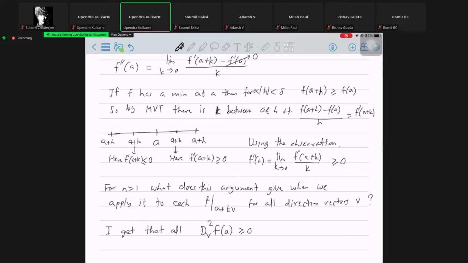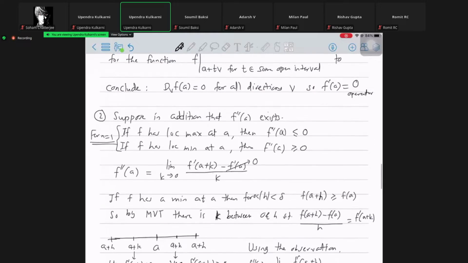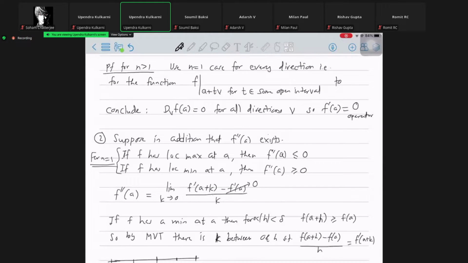So we should understand what this means. I am taking the directional derivative of f, but not only at a, but in a neighborhood of a. And that is now again another real valued function because I'm calculating it at every point in the neighborhood. And now I'm taking the directional derivative of that function once again.